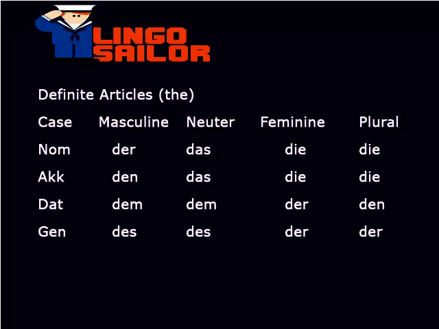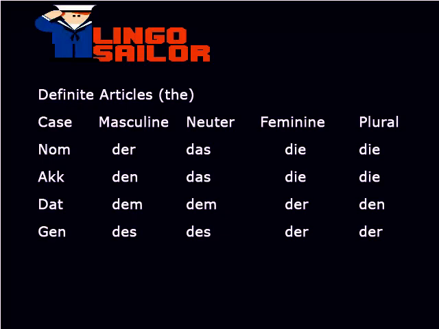Here's the list with the definite articles. Nominative. Masculine is der. Neutral is das. Feminine is die. And plural is die. The accusative case. Masculine is den. Neuter is das. Feminine is die. And the plural is die.